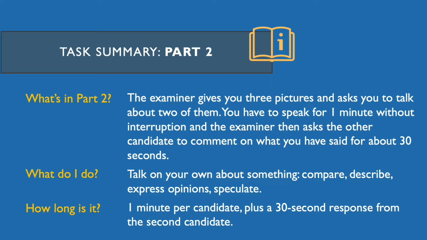Your job in this part of the exam is to talk on your own about the pictures. You need to compare, describe what's there, and then you need to give your opinions about them. You need to speculate what they might be about. Again, it doesn't last very long. It's only 1 minute per candidate, and then you speak for about 30 seconds about your partner's pictures.